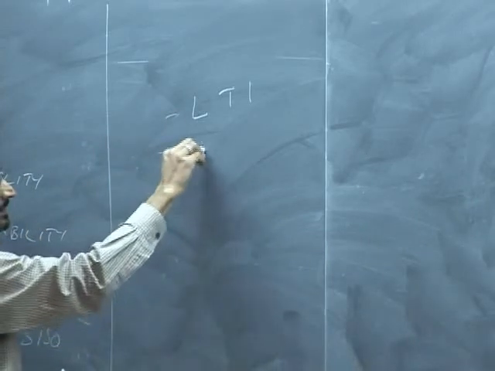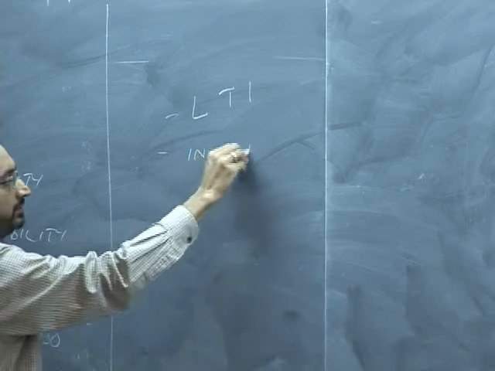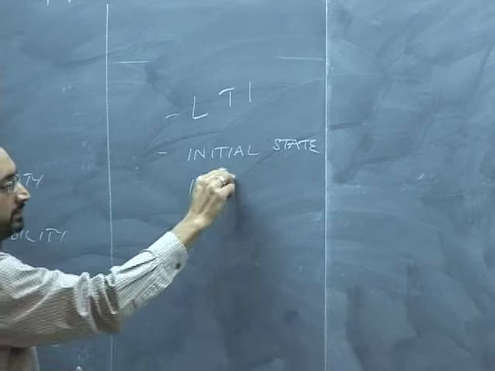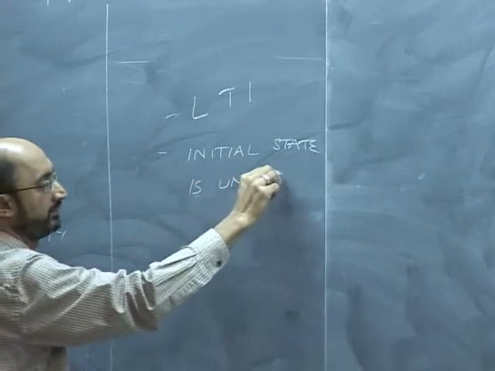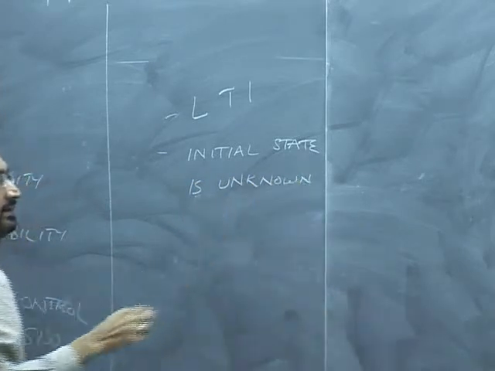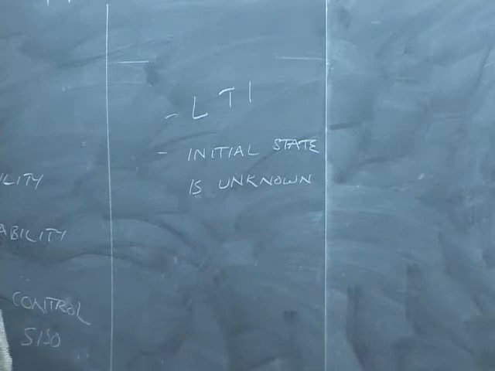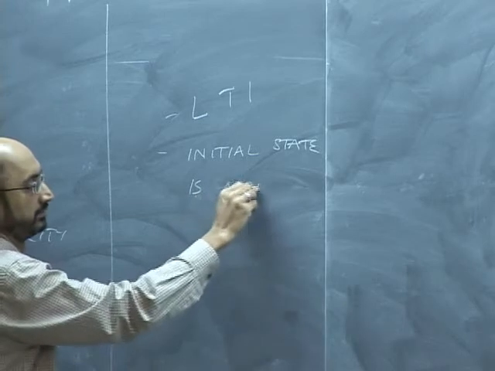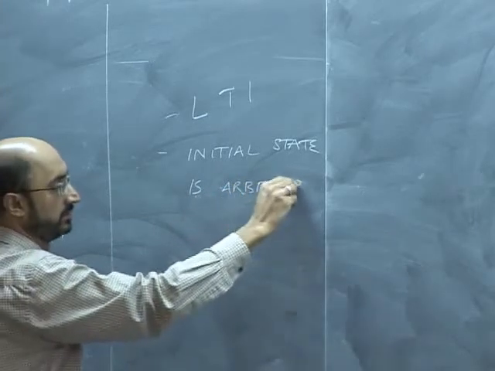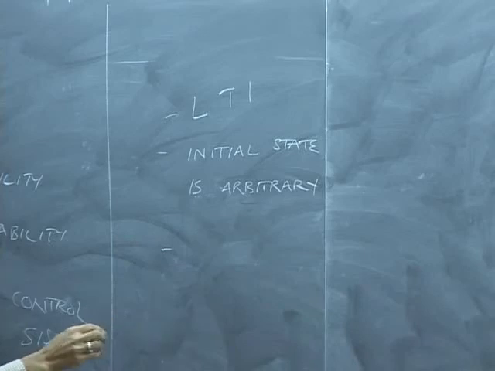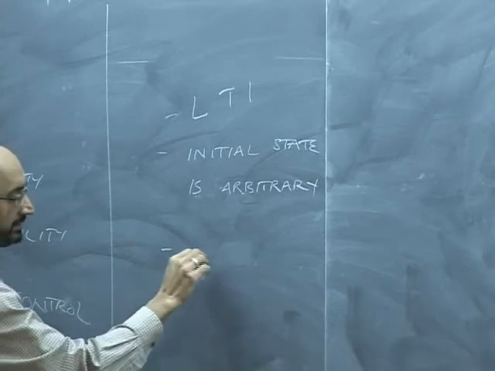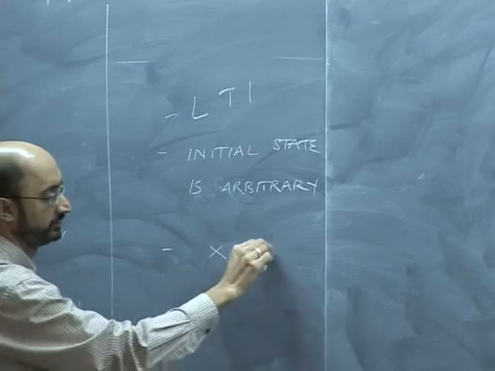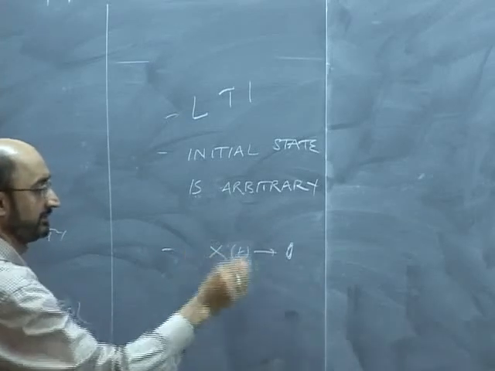So initial state is unknown. Or maybe I shouldn't say unknown, I guess I should say arbitrary. It's probably a better word for it. It is known but arbitrary. And we want to basically show that eventually we're going to get x(t) goes to 0 where x is a vector.